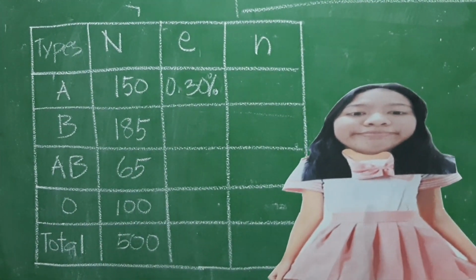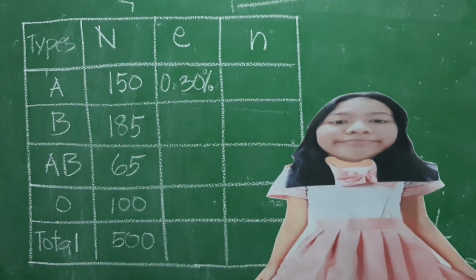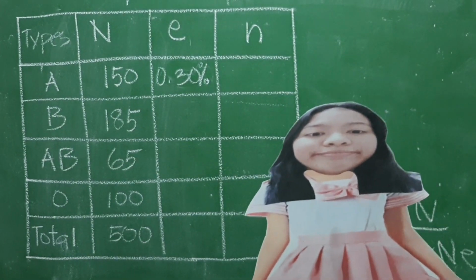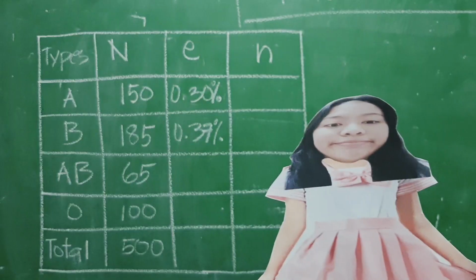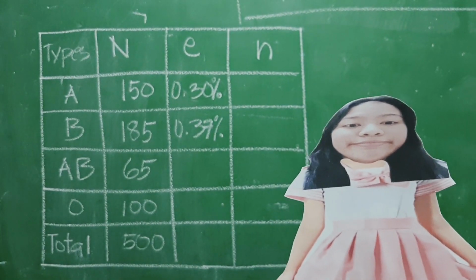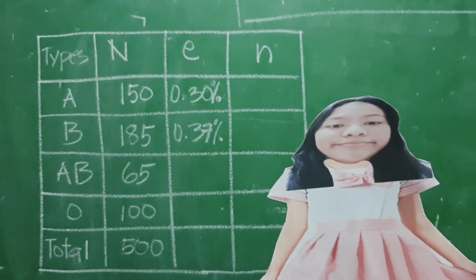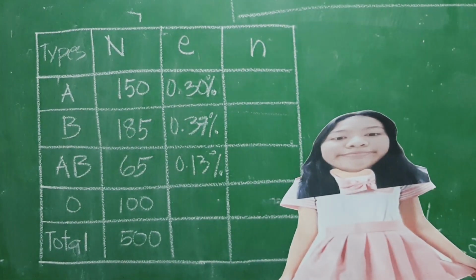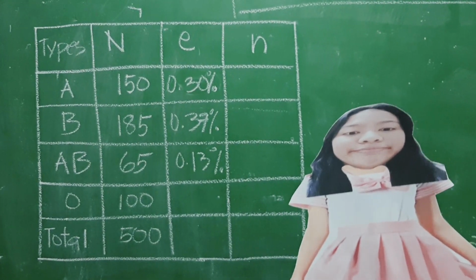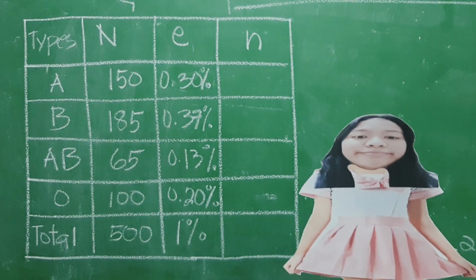Next, the second type, which is type B. We will follow the process we did on type A. Divide 185 by 500. Then the answer is 0.37. For type AB, we will divide 65 by 500, and the answer that we got is 0.13. And lastly, for type O, divide 100 by 500, and we will have 0.20.